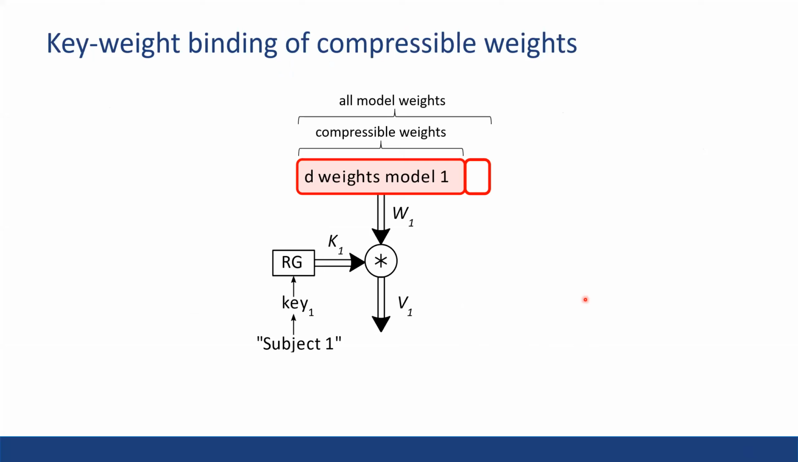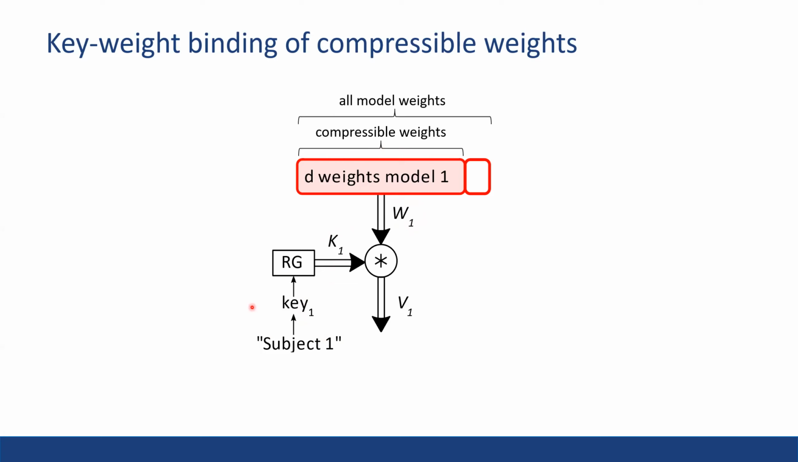So we now link this key value binding to the key weight binding for compressing the weights of this convolutional neural network I've shown you before. So let's say we have all the weights in the model, and we want to just compress the weights of it. We extract these d weights and put them into a d-dimensional vector W1. And then at the same time, we also generate a key vector K1.